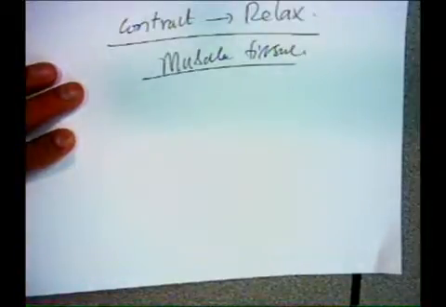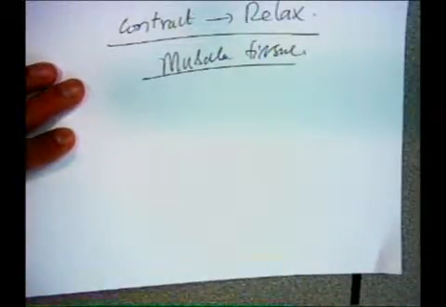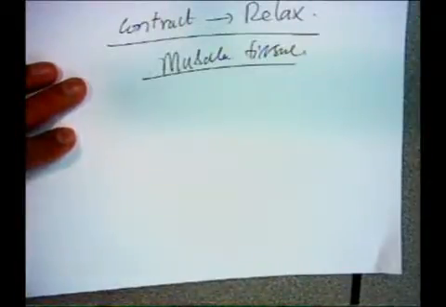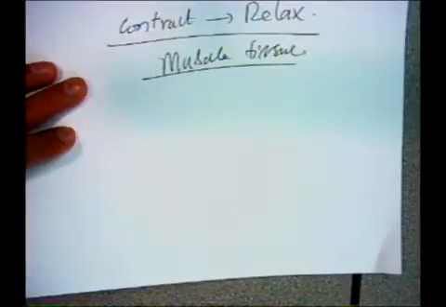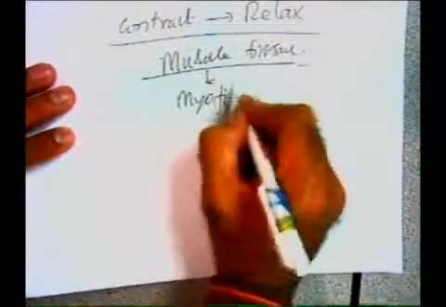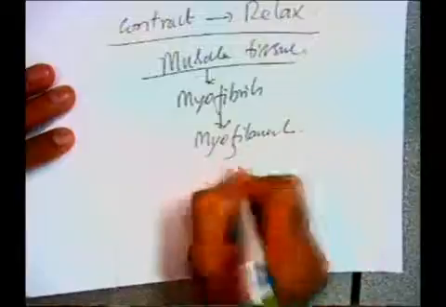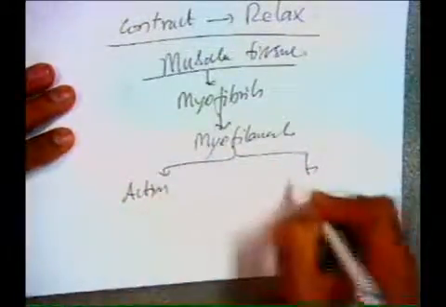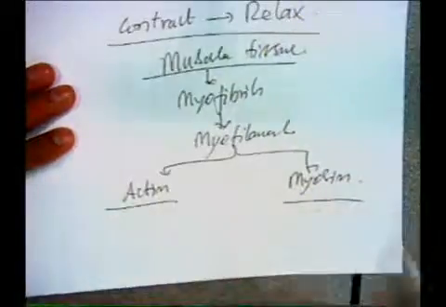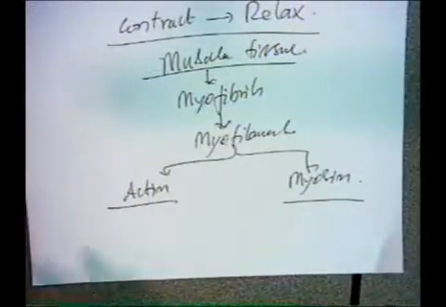So the muscle tissue in histology, if you say muscle tissue, immediately your mind should go to myofilaments or myofibril. Muscle is made up of myofibrils, and myofibrils are made up of myofilaments. There are two types of myofilaments, this one is the actin, another one is the myosin. Okay, follow? And the main function is the contractile ability.